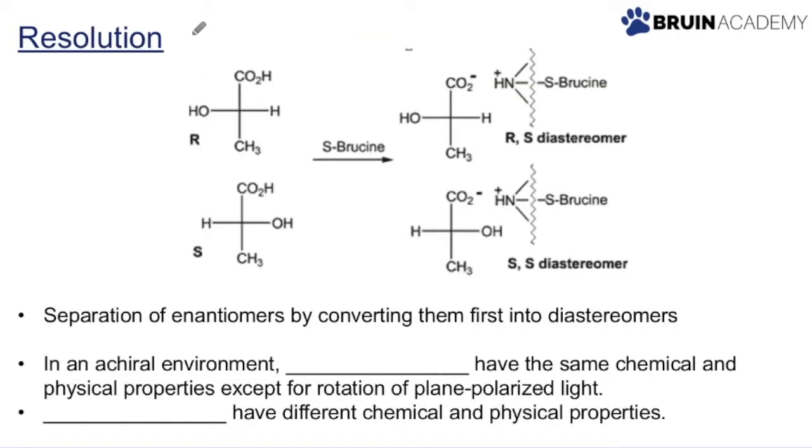So resolution is basically the separation of enantiomers by first converting them into diastereomers. And so here we have an R and an S being converted into a diastereomer. And if you recall, in a previous video, we talked about the properties of enantiomers and diastereomers. So you'll find that in an achiral environment, enantiomers have the same chemical and physical properties except for the rotation of plane polarized light, whereas diastereomers have different properties.